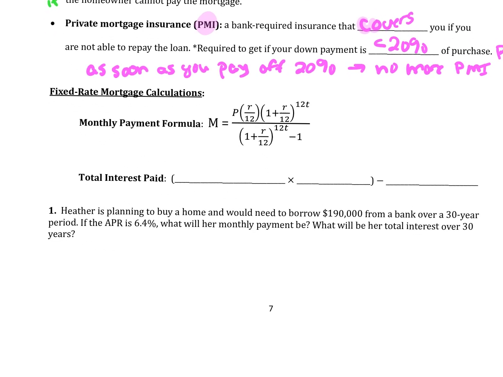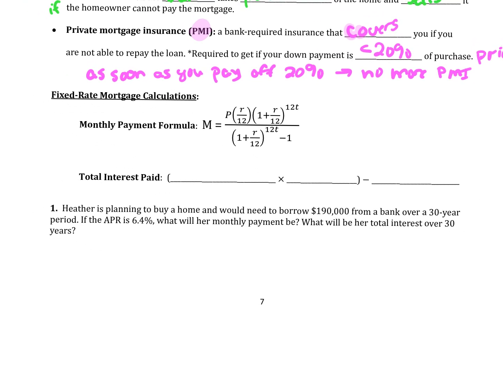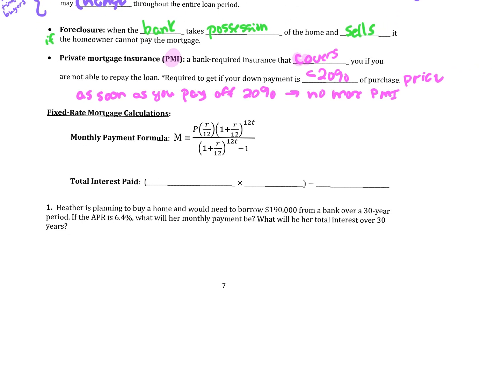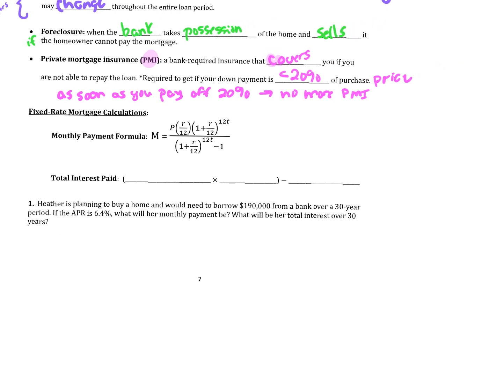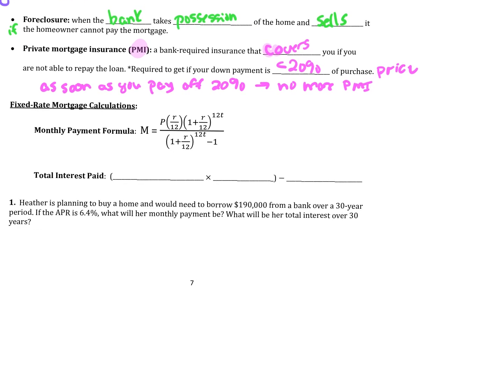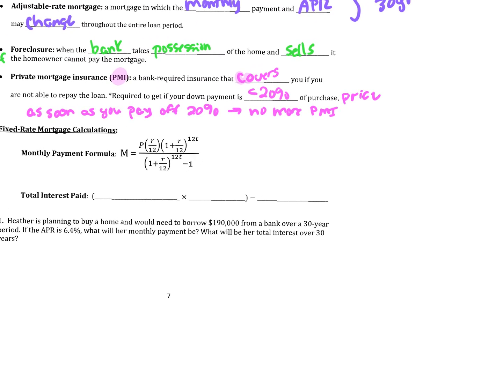You're familiar with this formula. That's to help us decide on our monthly payment, right? And then I want to go back and review what all of these things are, what the variables stand for. I do want to review that with you guys. But then let's talk about how we figure out our total interest paid in this particular case.